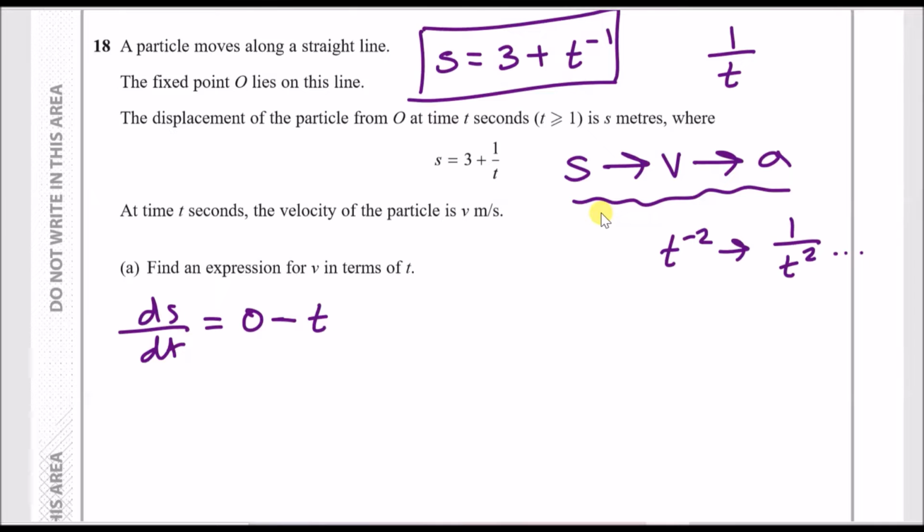Now be careful, guys. A lot of people might be tempted to write 0. But minus 1 take away 1 is actually minus 2, okay? And therefore, this is your answer. So the answer is minus t to the negative 2.